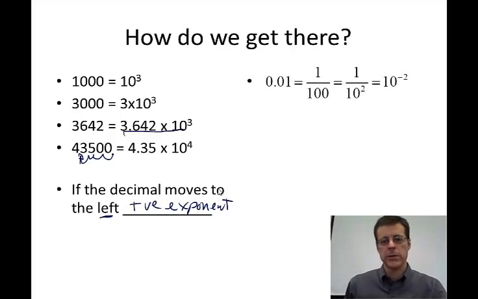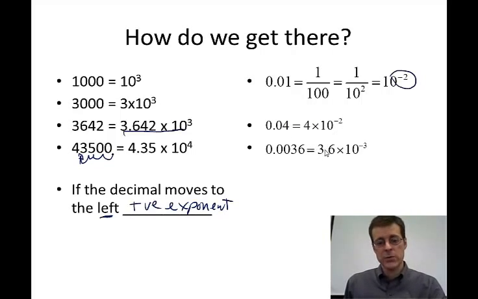On the other hand, if I'm moving in the other direction, if I'm working with the small numbers, I know that decimal 01 is 1 over 100. And 100 is 10 to the exponent 2, and I can write that as a negative exponent. Not fractional exponents, but exponents on fractions. Then decimal 04 would be 4 times 10 to the exponent negative 2, and decimal 0036 would be 3.6 times 10 to the exponent negative 3.